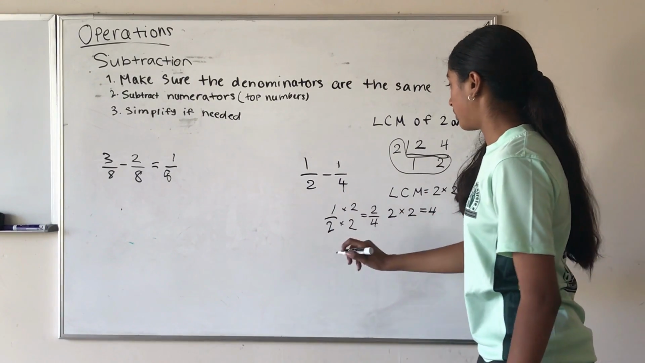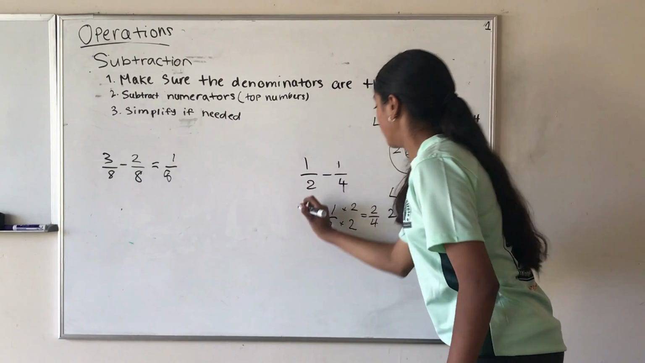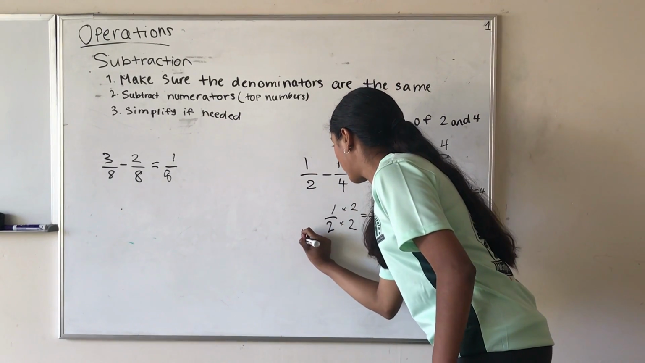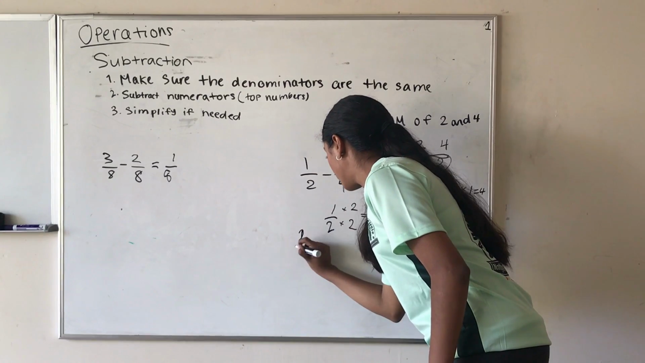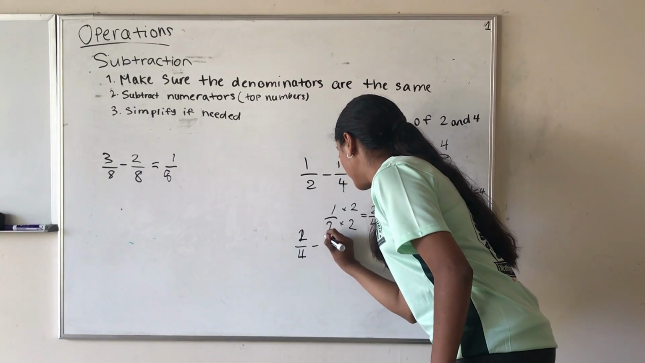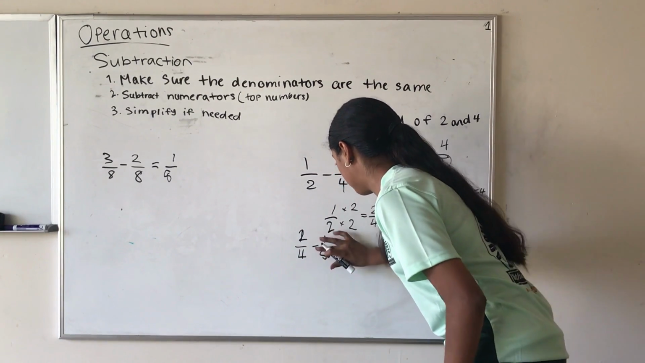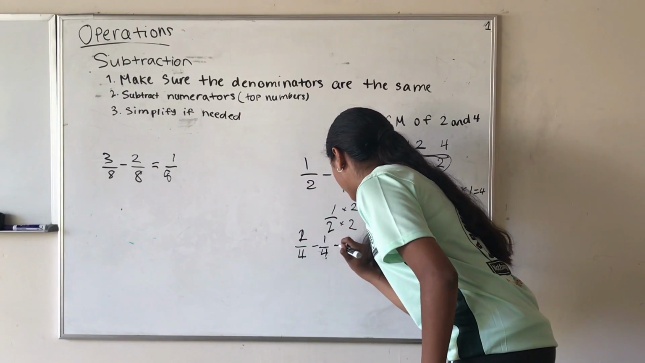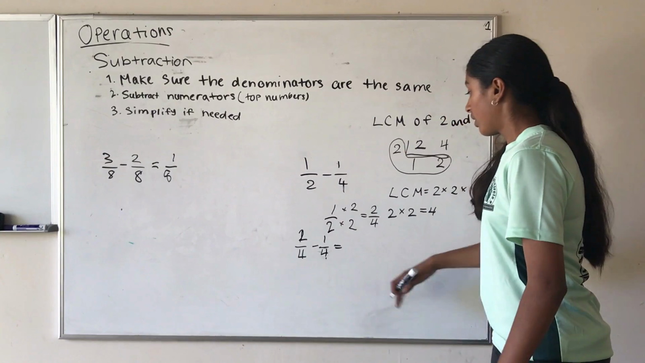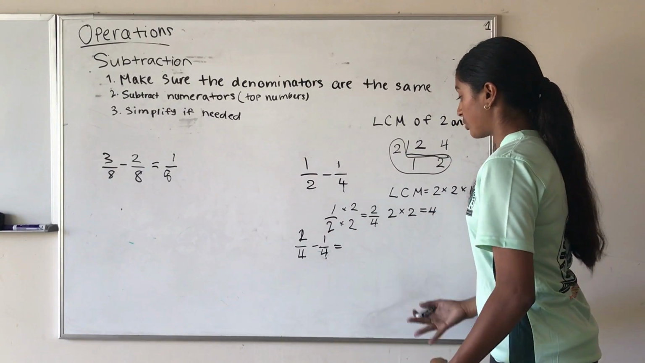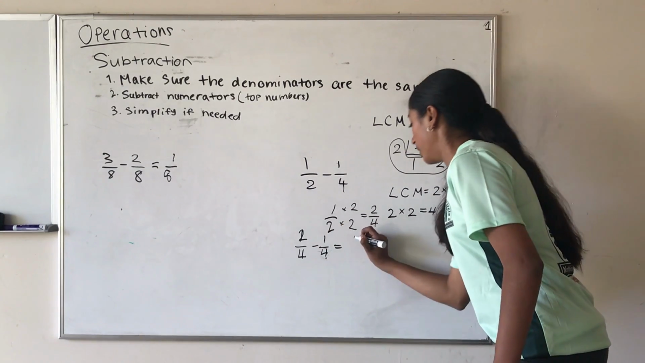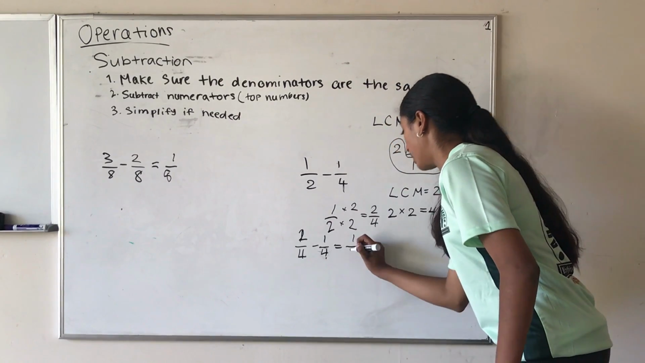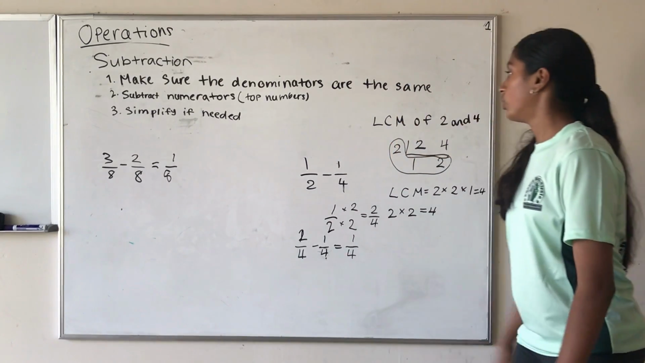So now we have to rewrite the problem here. 2 over 4 minus 1 over 4. We know that you just have to subtract the numerators. So 2 minus 1 is 1. And you keep the denominator the same. So our answer would be 1/4.